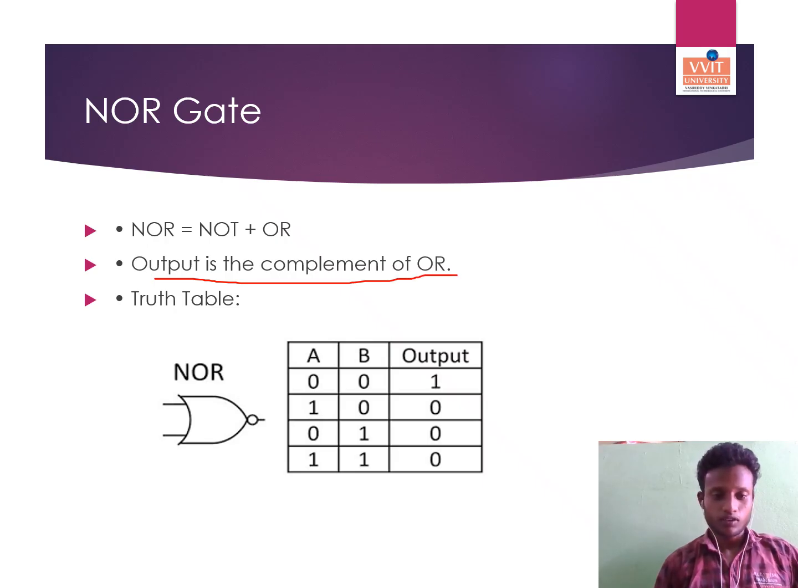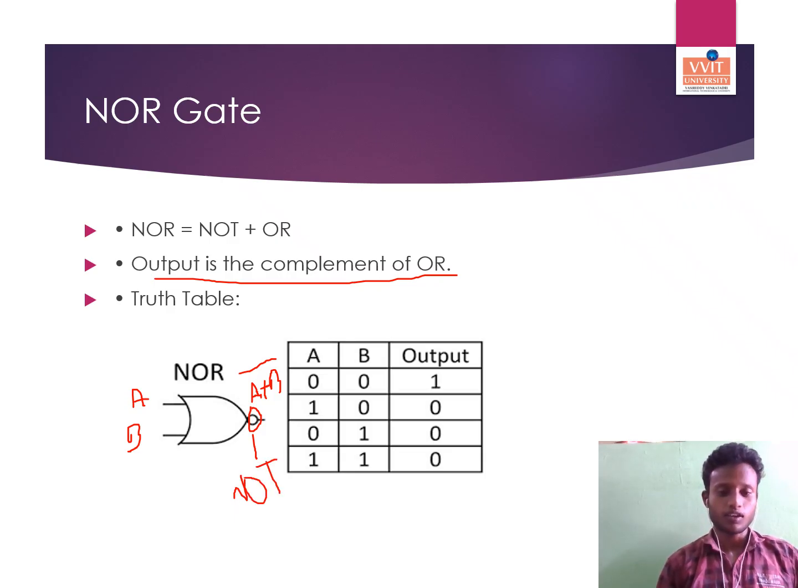Exactly. Now you have inputs A and B. Output is how much? A plus B, whole bar. Note, this bubble is nothing but a NOT gate. The complement of the OR gate is equal to the NOR gate.